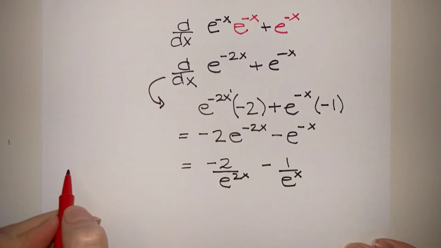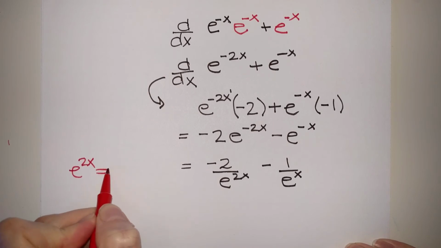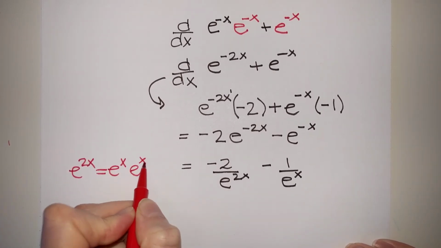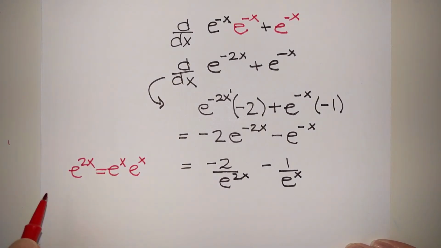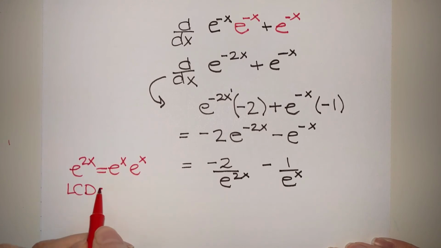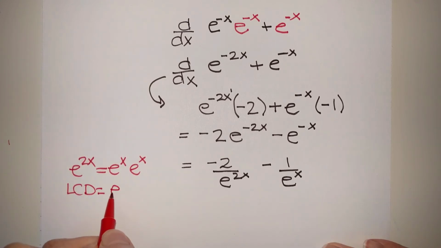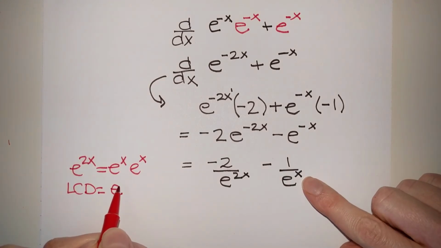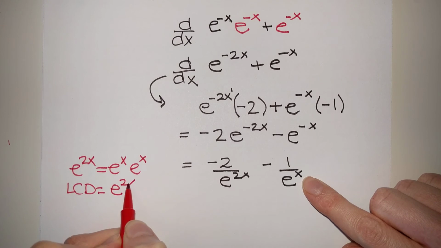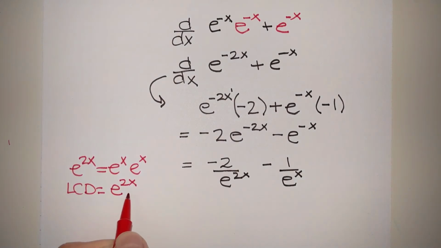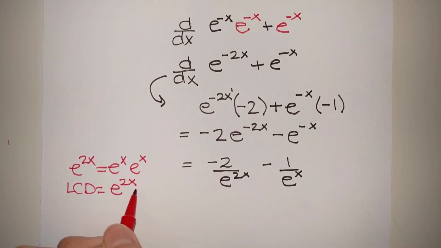Now keep in mind that e to the 2x is the same as e to the x times e to the x. And when we talk about getting an LCD, we always choose the higher or highest power of that factor. So our LCD here isn't just going to be e to the x, it's going to be the higher or the bigger factor, bigger power, which is going to be 2x. So we want to get an LCD of e to the 2x.